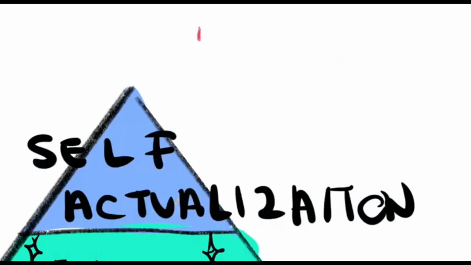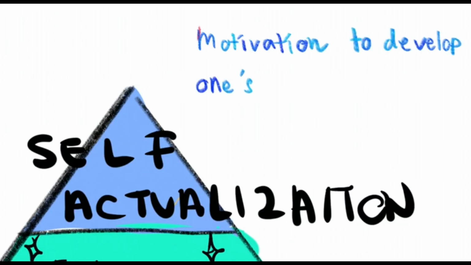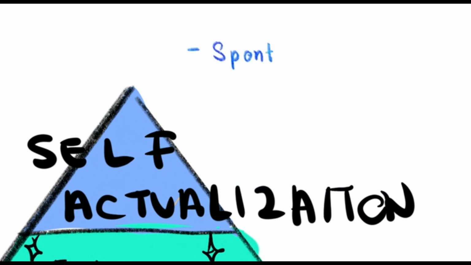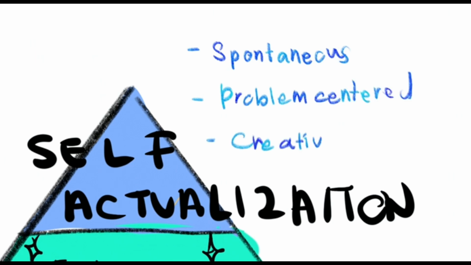Self-actualization is the highest and the hardest to achieve of Maslow's needs. It is the motivation to develop one's full potential as a human being. In Maslow's view, self-actualization is possible only after the lower needs have been met. And he said that most people who achieve self-esteem stop maturing before achieving self-actualization. Some characteristics of self-actualized people include being spontaneous, problem-centered rather than self-centered, and creative.